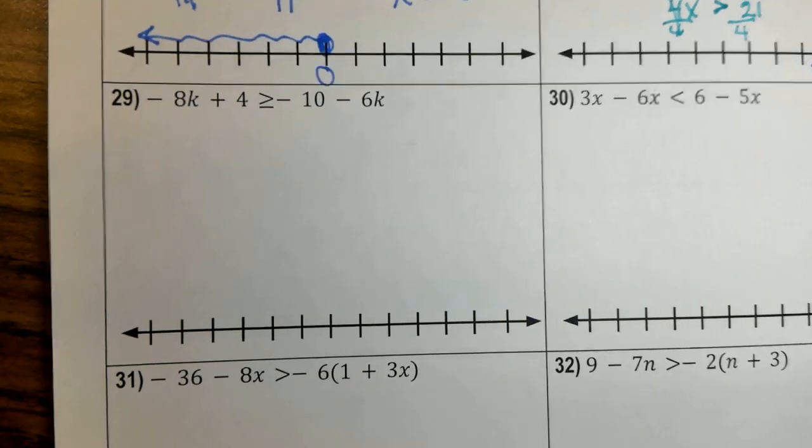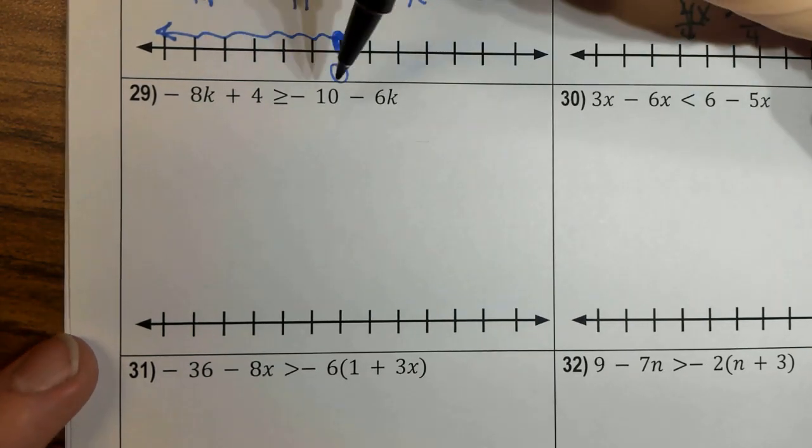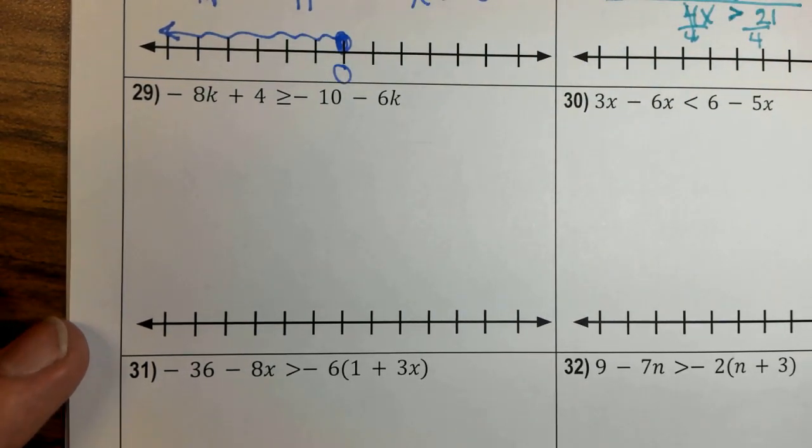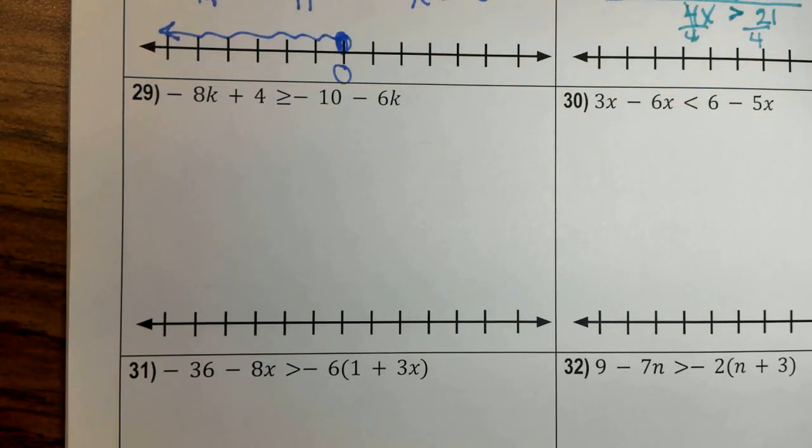All right, 29, we're almost there. I mean, we got 34, but we're getting there. Okay, 29. So this one kind of looks like part of what we just did. I have a k on both sides, I have a number on both sides. So I need to get both k's together on the same side.